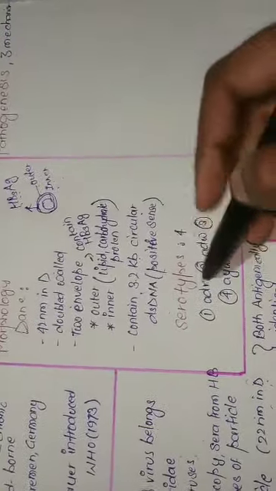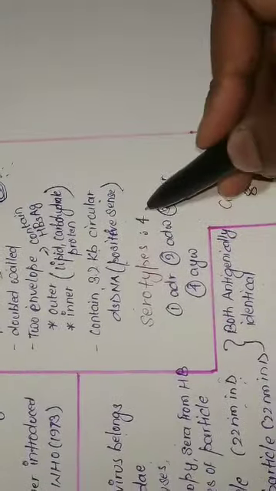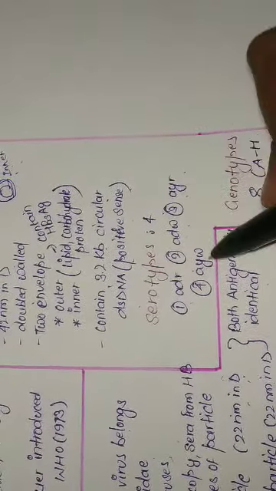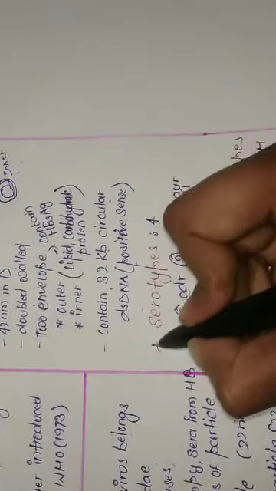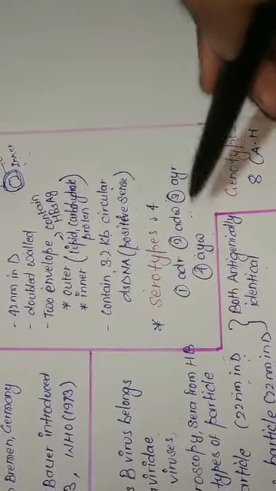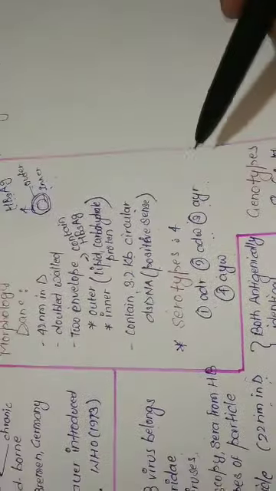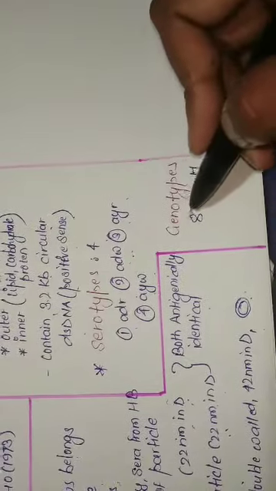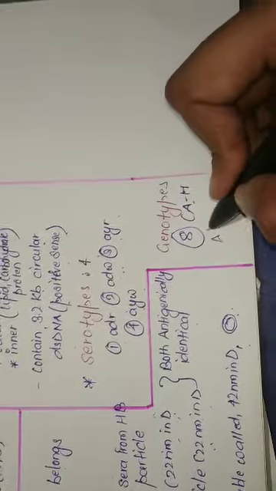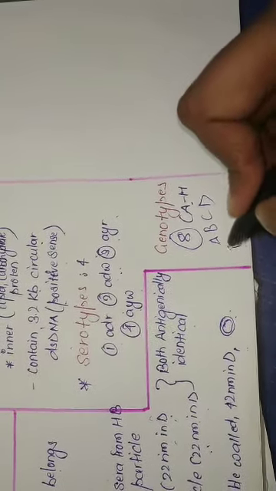When we look at the serotypes of the hepatitis B virus, there are four types: ADR, ADW, AYR and AYW. While talking about the genotypes of the hepatitis B virus, there are 8 genotypes, starting from A to H, meaning A, B, C, D, E, F, G, H.